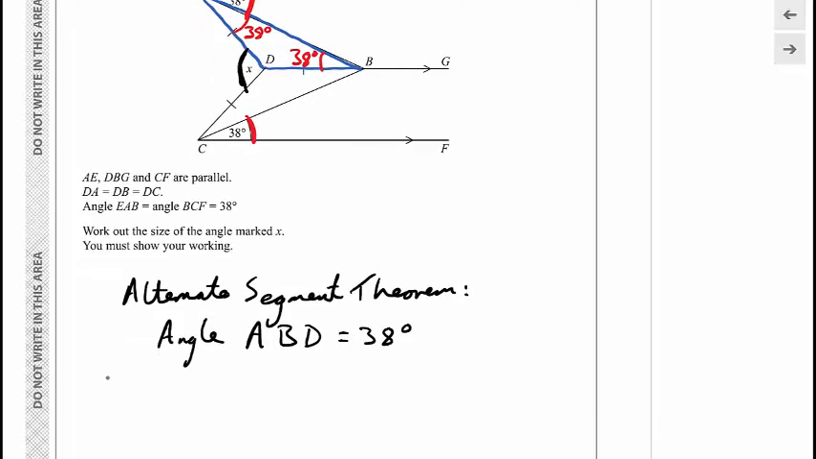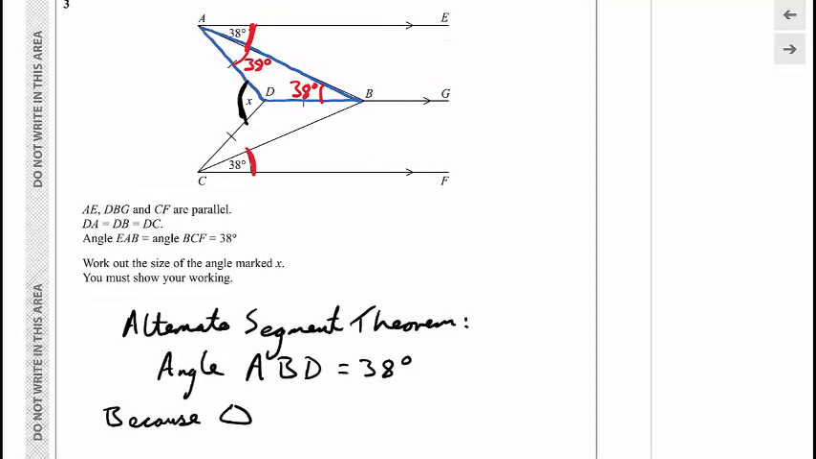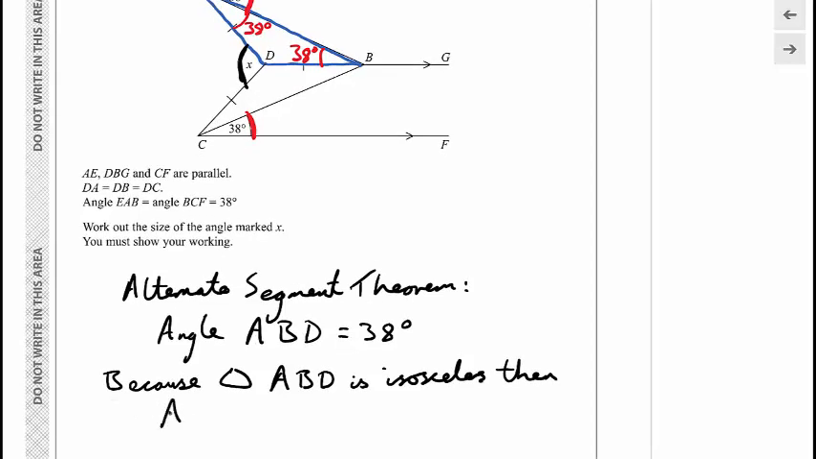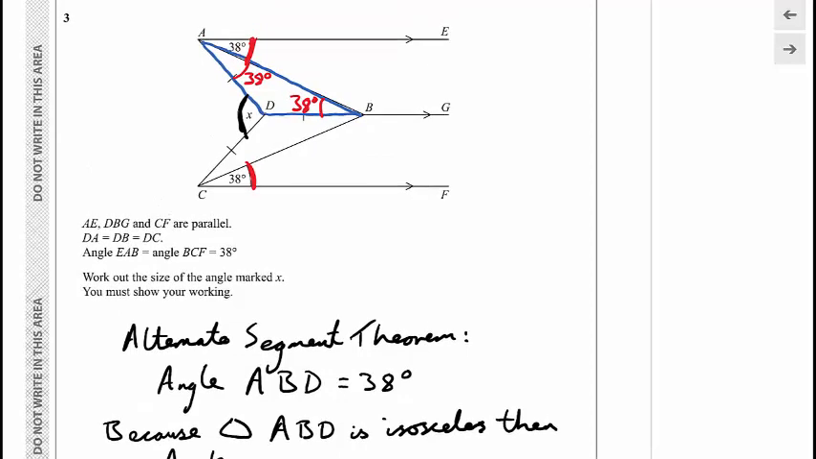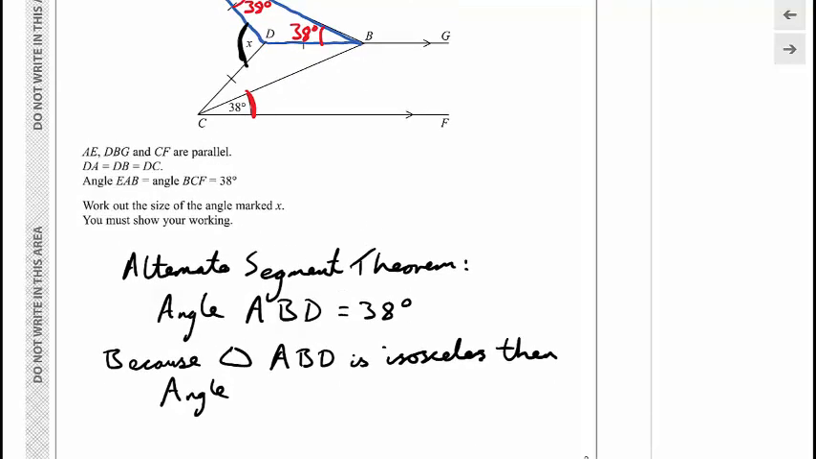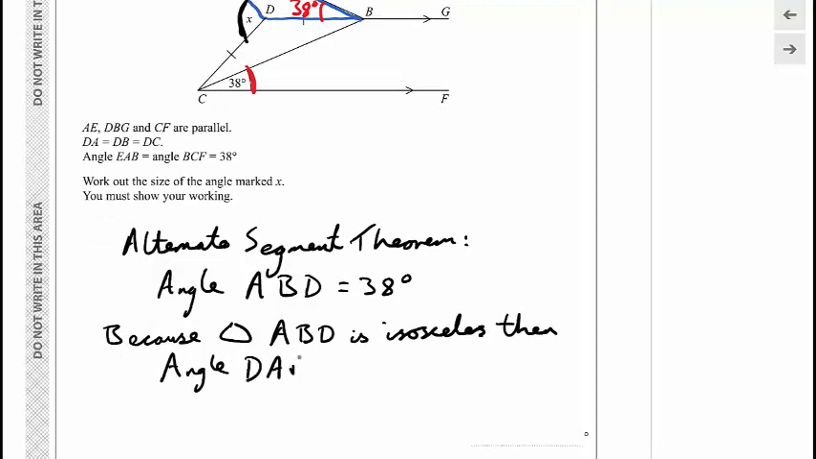So I can say that because, I can just use triangle notation like that, triangle ABD is isosceles. Careful how you're spelling isosceles. Then angle, what's the angle? Well, it's angle DAB. Angle DAB must also be equal to 38 degrees.